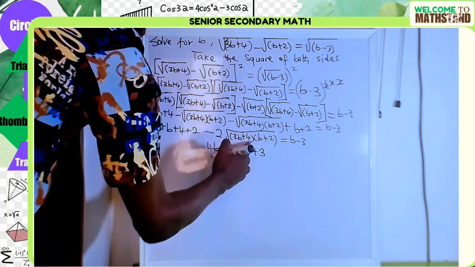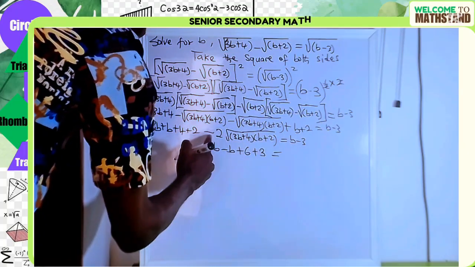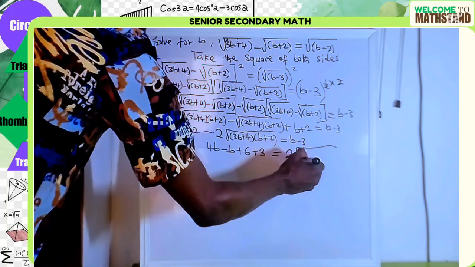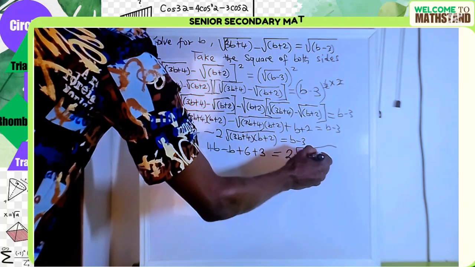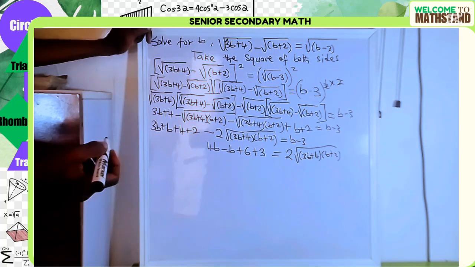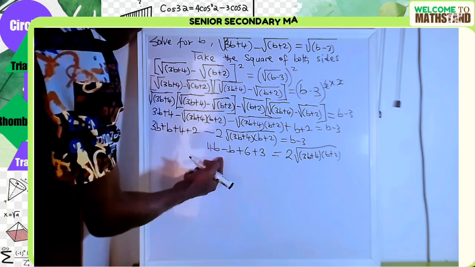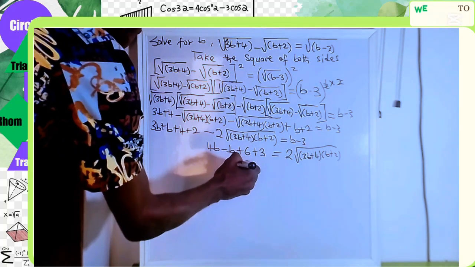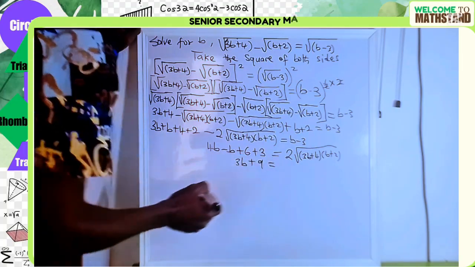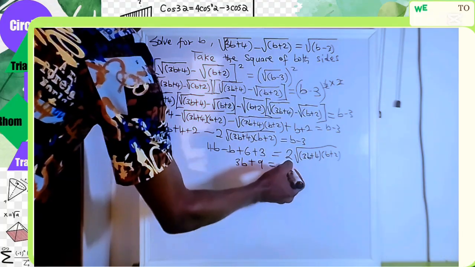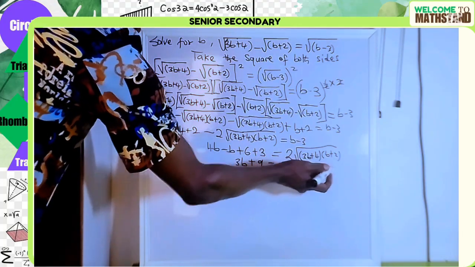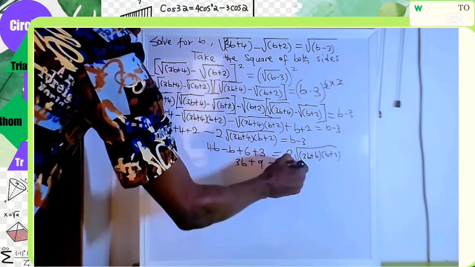Now this is irrational. We move to the other side. This is minus, coming down here will be plus 2 times 3b plus 4b plus 2. I hope you are following. So from here 4b minus b, that will be 3b. This 3 plus 6, that will be 9. So we have this. So here we'll have, let's open this inside the radical.